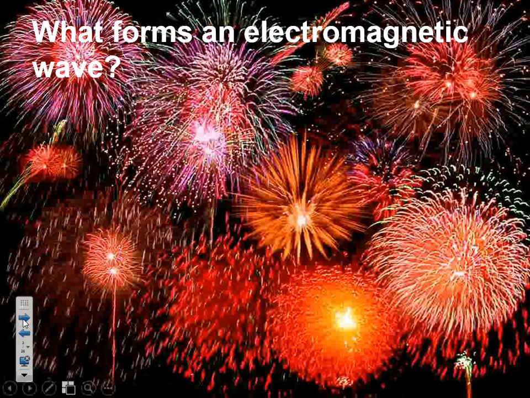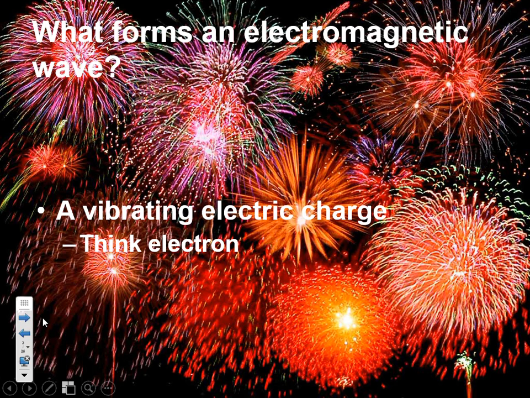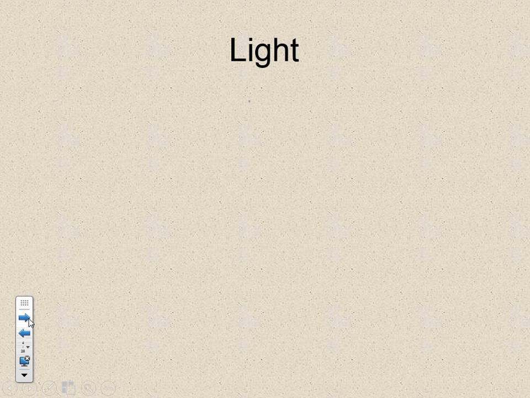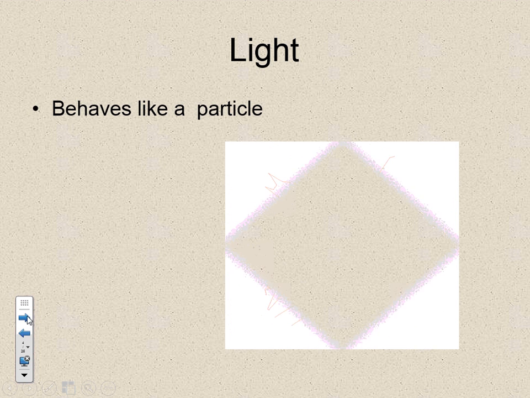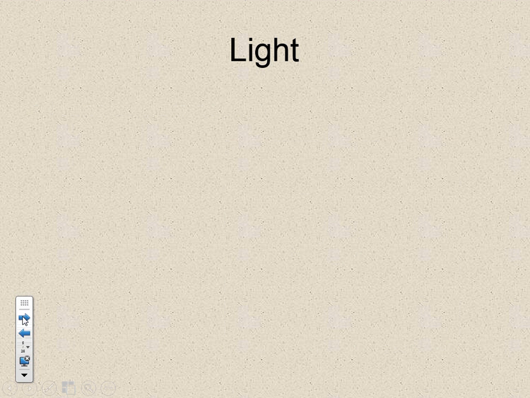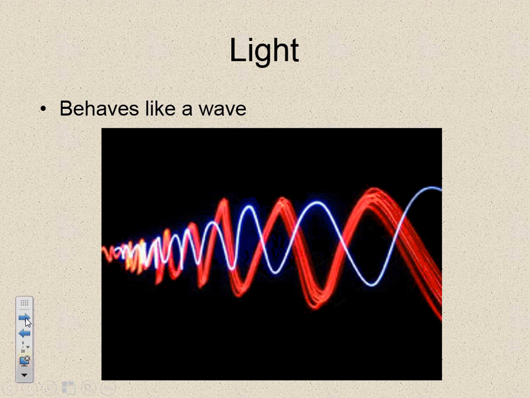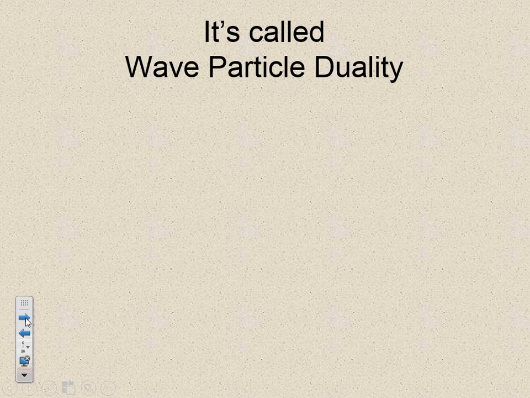So what forms an electromagnetic wave? Well, I want you to think about a vibrating electric charge, so an electron. Light behaves like a particle, but it also behaves like a wave. And we call this wave-particle duality.